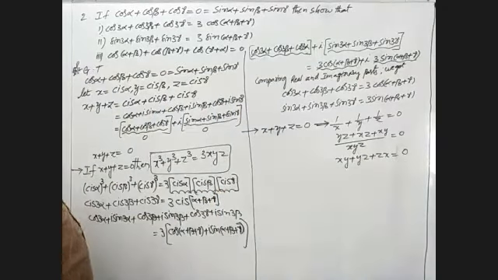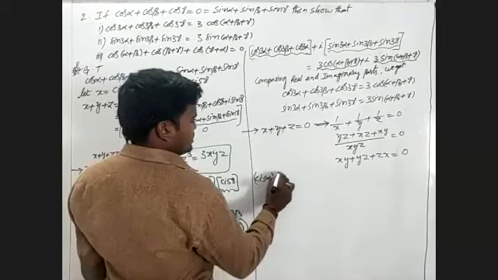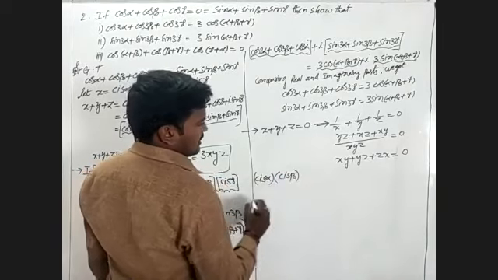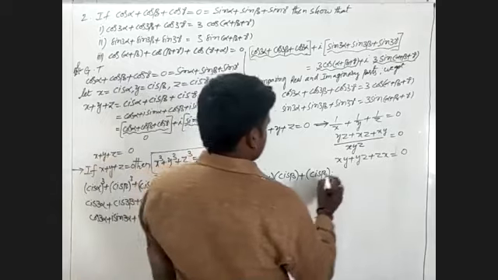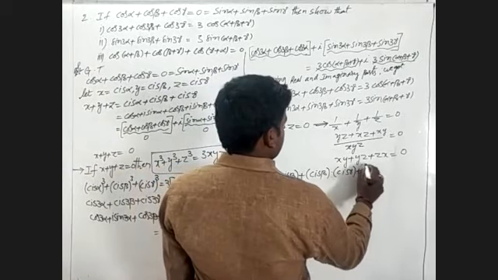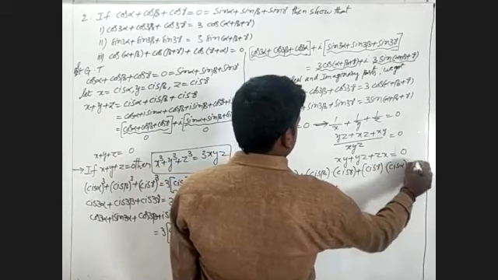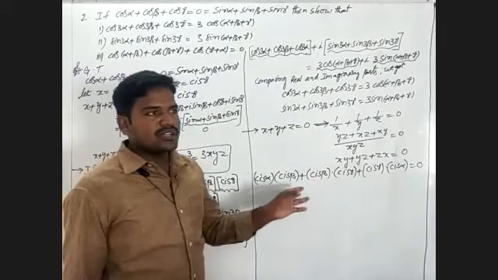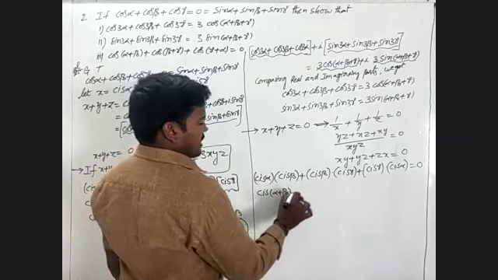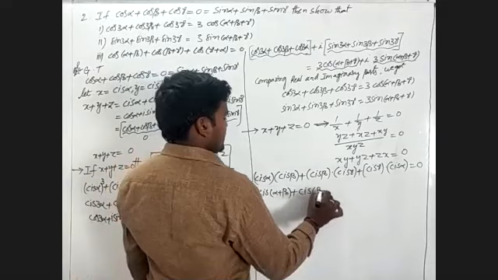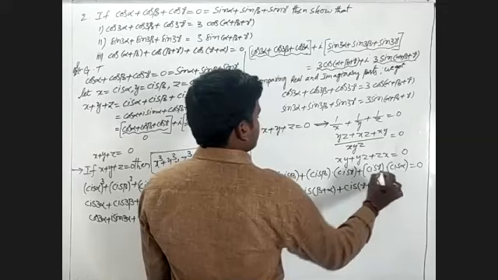So what about the value of x here? Where x is cis of alpha into y is cis of beta, plus y is cis of beta into z is cis gamma, plus z is cis gamma into x is cis alpha, is equal to 0. Cis of alpha into cis of beta is cis of alpha plus beta. Here also we have to write cis of beta plus gamma. Again we'll write in this one cis of gamma plus alpha is equal to 0.